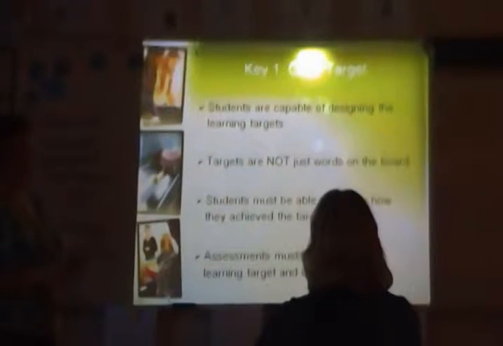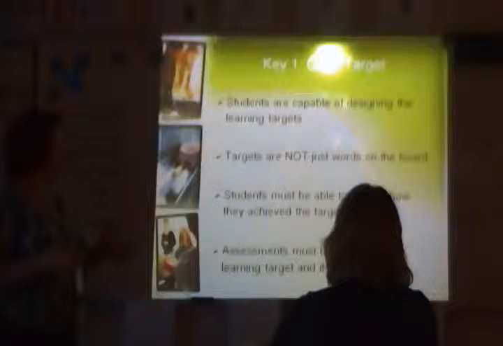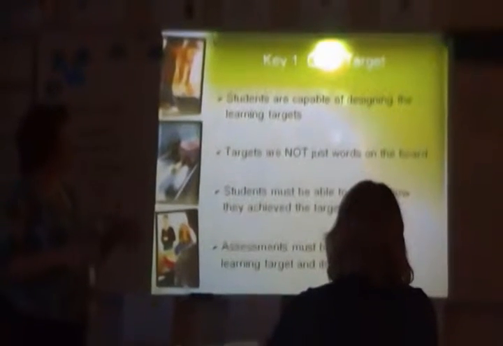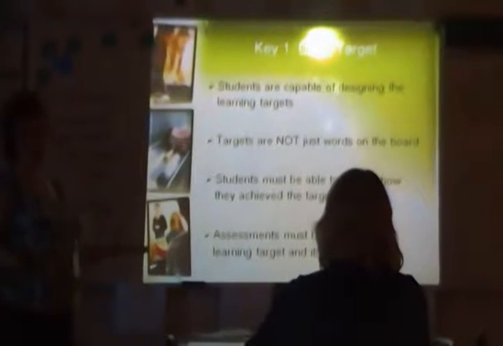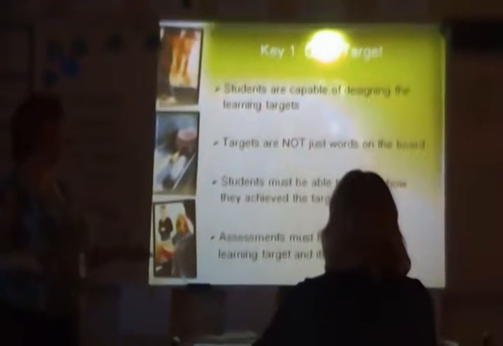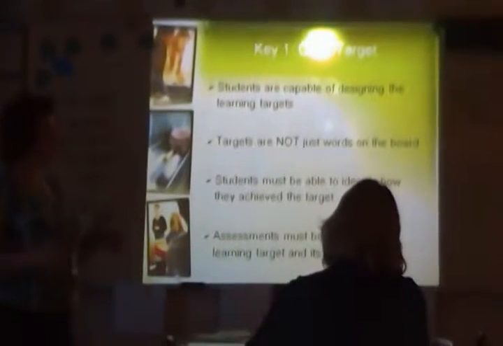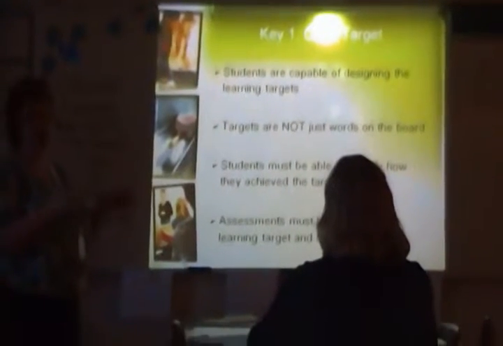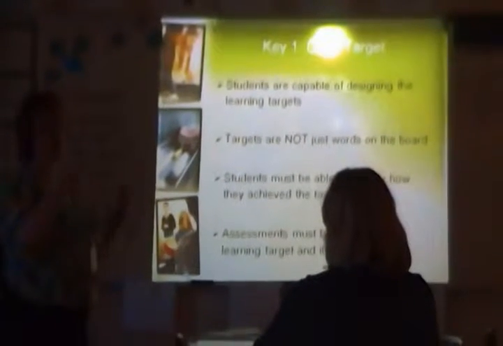Key number 1 is clear target, and those are our learning targets that we already have on the board. We need to start making sure that the students are using them and are capable of writing the learning targets or changing our learning targets as the class goes on. Make sure that our targets are not just on the board and never talked about. They can't just be words on the board. They need to be used by the kids.